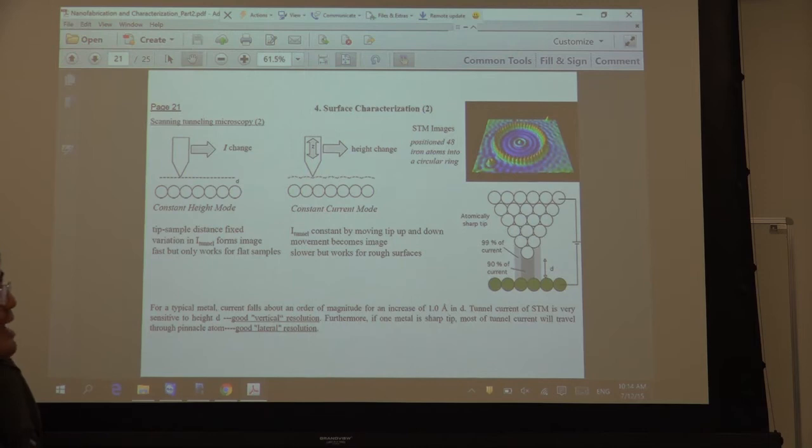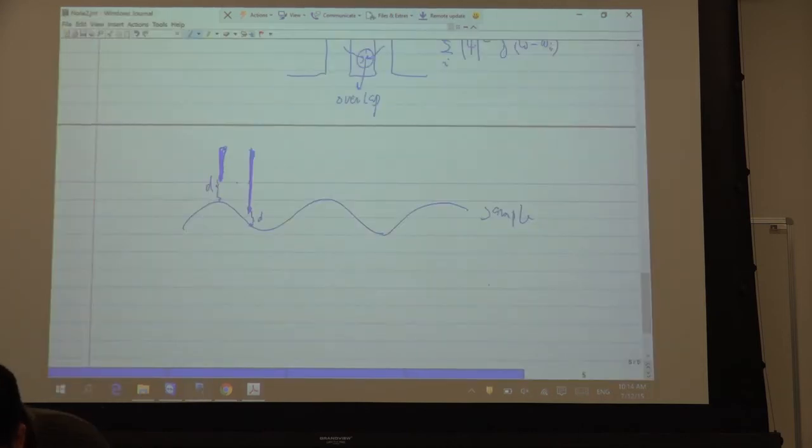Because you can count the number of electrons at the tip position, it's called the local density of state. The local density of photon states counts the number of electromagnetic modes at this position per unit frequency. The local density of state of electrons counts the number of electrons. It's different, but it's very similar.